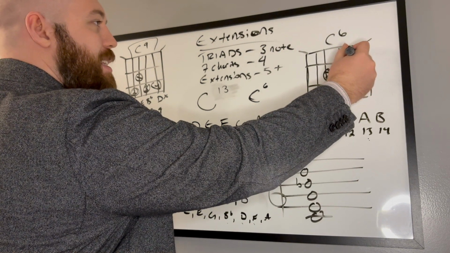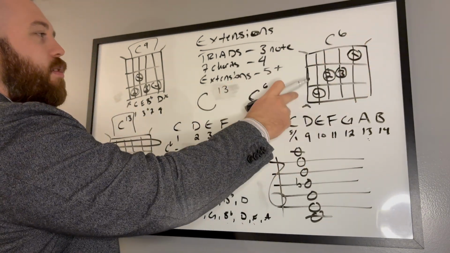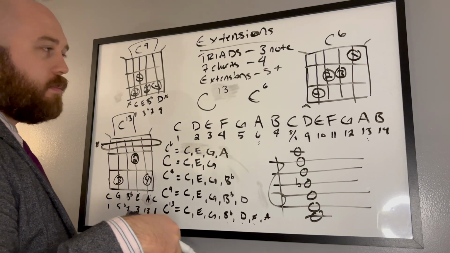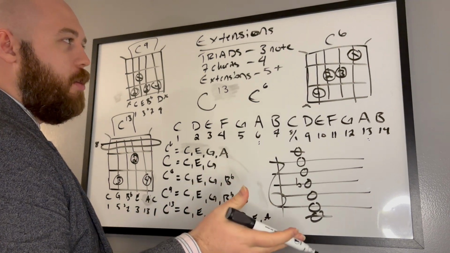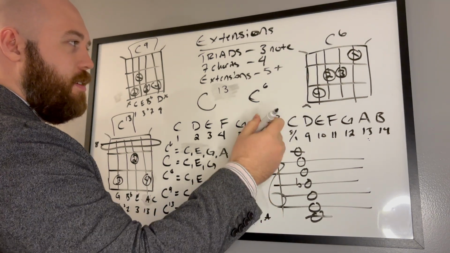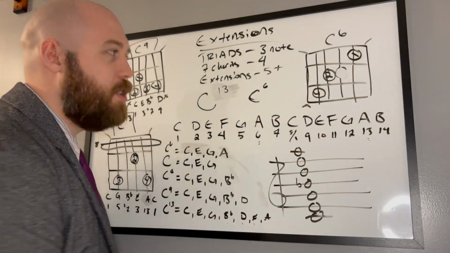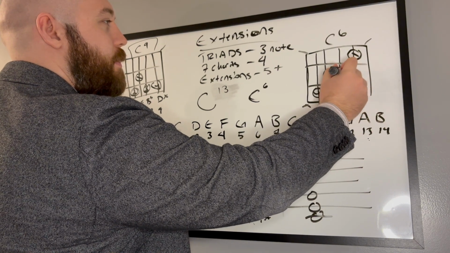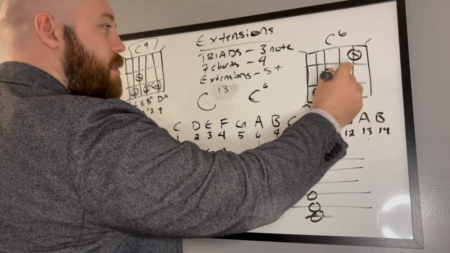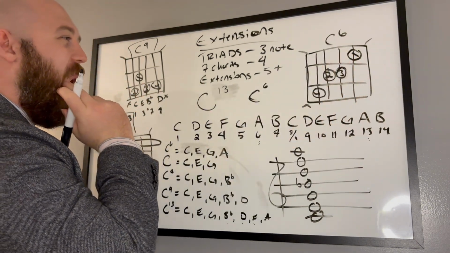This is a C6, and this is your 3rd fret, so there's no number here. What you might notice is this is a C chord. You take this off. There's your basic C chord. But as soon as you add this in, this is an A. Okay?